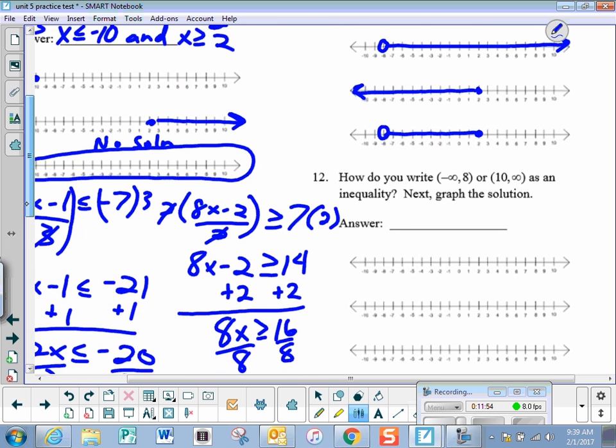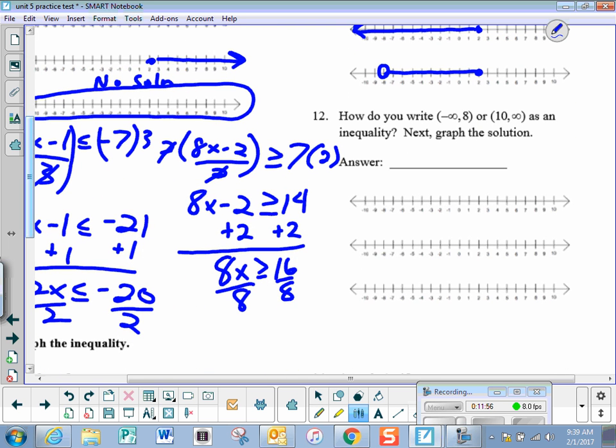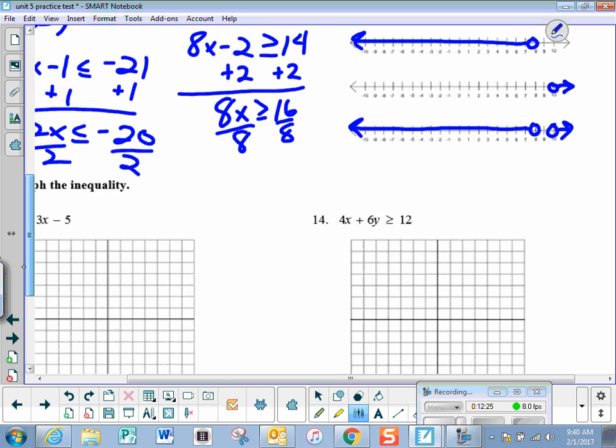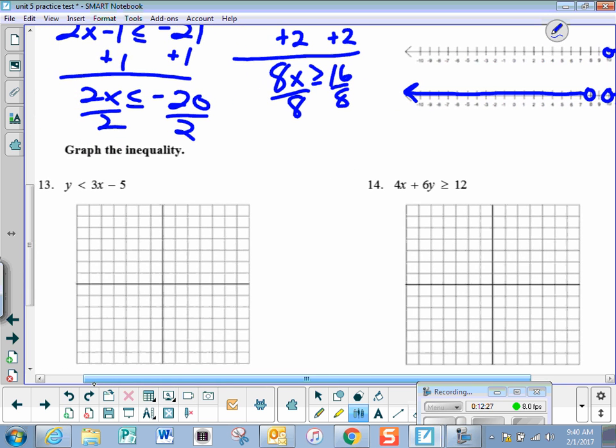Number 12. How about this one? Well, it's an or. x is less than 8, or x is greater than 10. So where is x less than 8, or greater than 10? Well, it's right there. Typical or, going out like that. Okay? All right. Graphing linear inequalities.